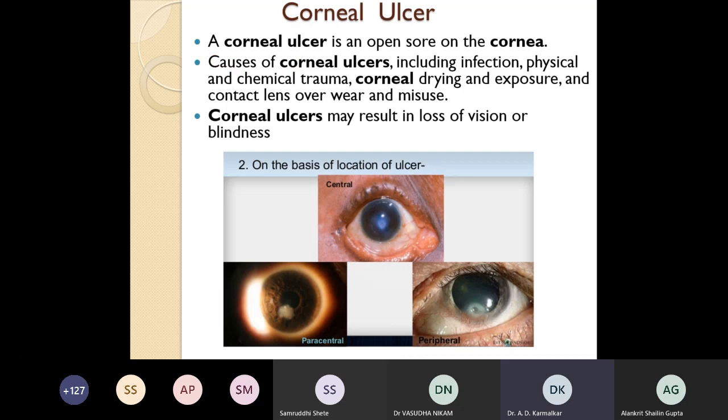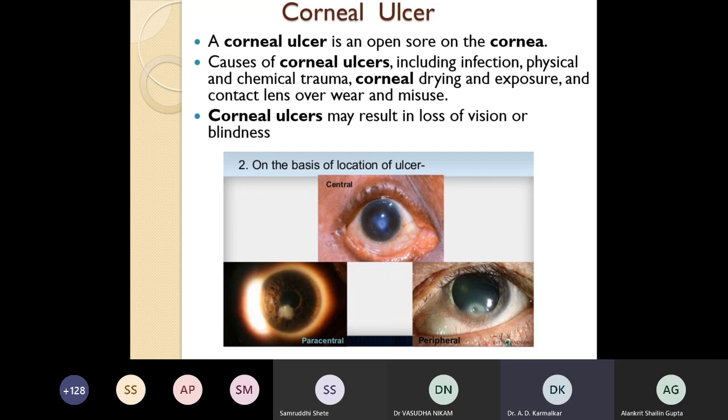A little bit about the cornea. What is the corneal ulcer? It is an open sore on the cornea, and the factors which may cause the corneal ulcer may be infection. There may be trauma, physical or chemical. There may be corneal drying due to exposure. Also, those who are using contact lenses may face corneal ulcer. If they are not treated immediately, it may lead to fibrosis and blindness. So the light may not pass through the cornea, as it makes the cornea opaque.